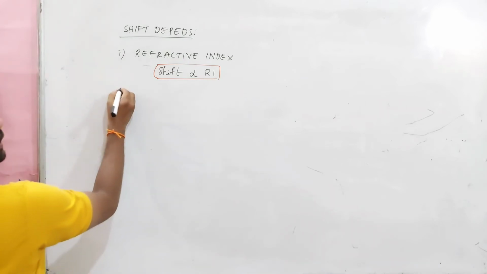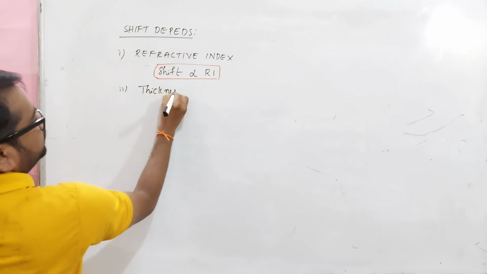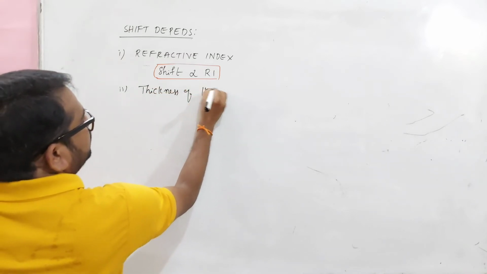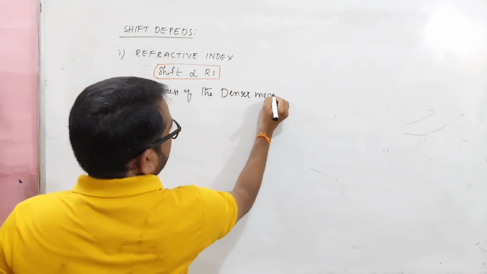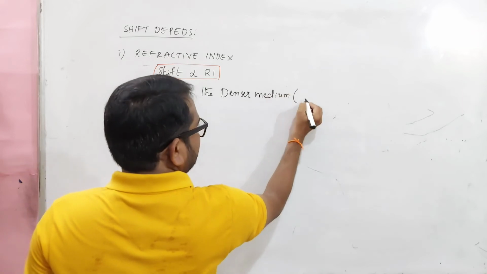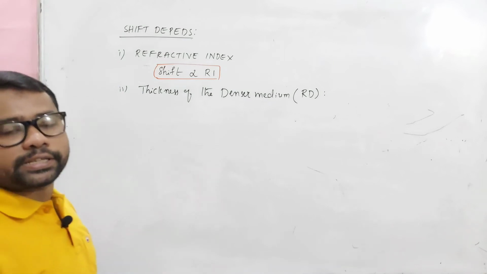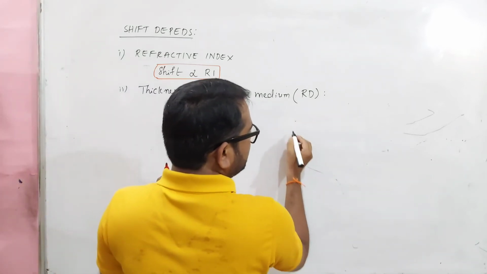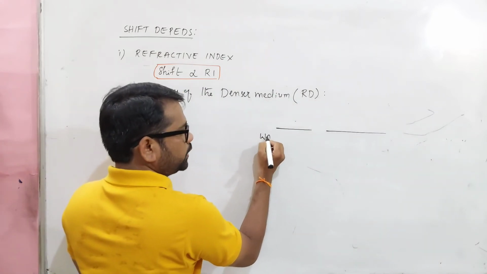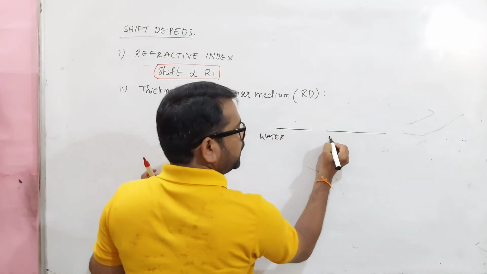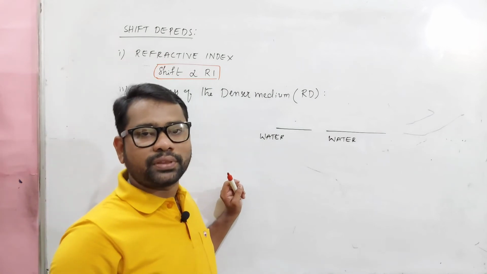Now, the second thing, children, is the thickness of the denser medium, that is real depth. Thickness means real depth. How to understand this? Let us take a case of two situations where the denser medium is water only. The denser medium is water, and here also let us take water, which means the refractive index is the same.